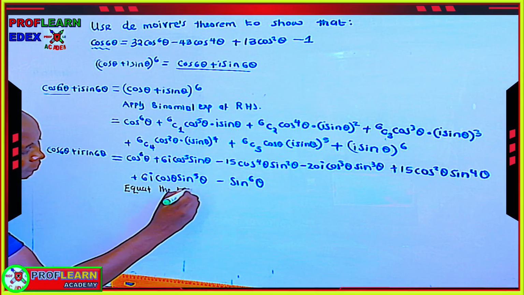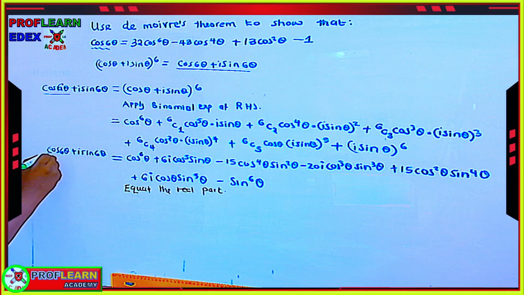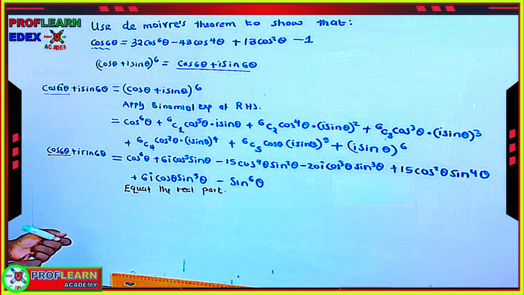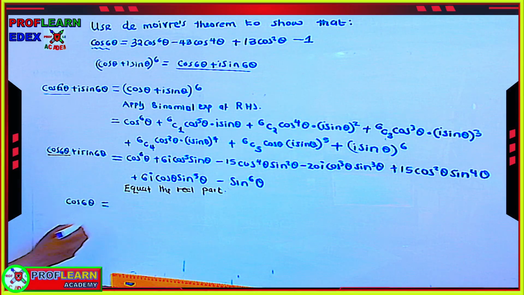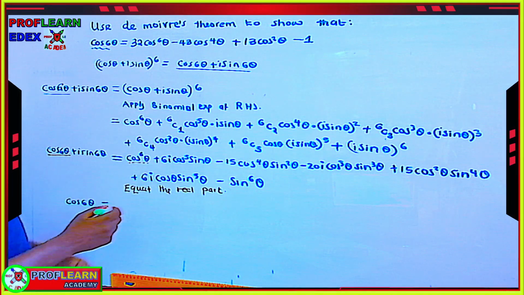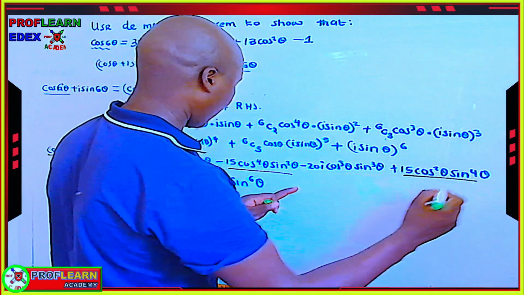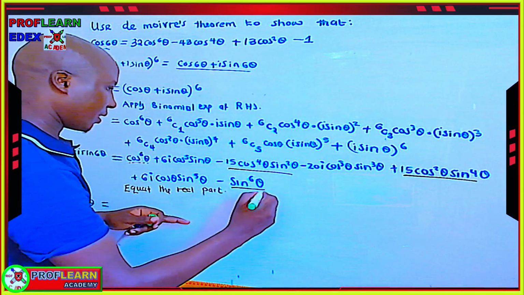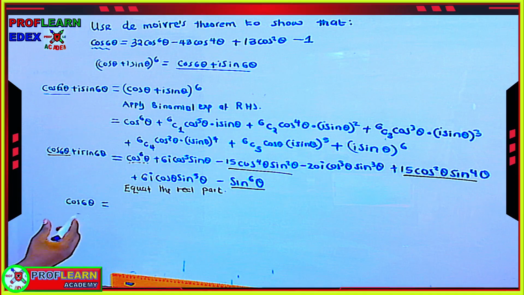So equating the real part, meaning we're going to take this and our expression is going to become cos 6 theta is going to be, what is the real part in this? We have the real part here, here, here, and lastly the real part here. So those are the only parts that we're going to equate.